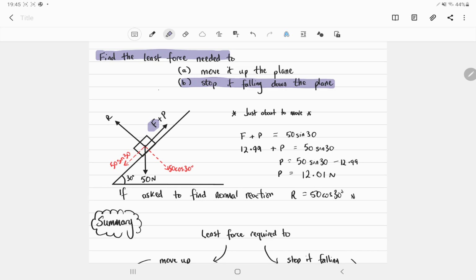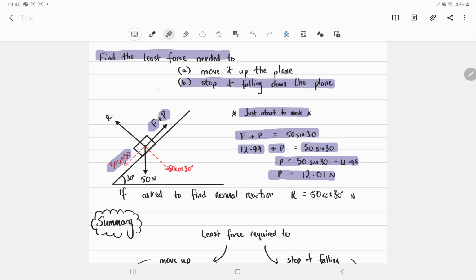We need to apply an extra force up the plane to make sure that this 50 sine 30 and the forces acting up the plane are equal. Why do we want them to be equal? Because it is just about to move. The friction is still 12.99 from the question, but this time we're adding a force in the same direction, up the plane. The 50 sine 30 is resolved from the 50 newtons down the plane, sine always down the plane. We let them be equal, therefore we can rearrange and find the force needed, so that we have the least force needed to stop it from falling down the plane.